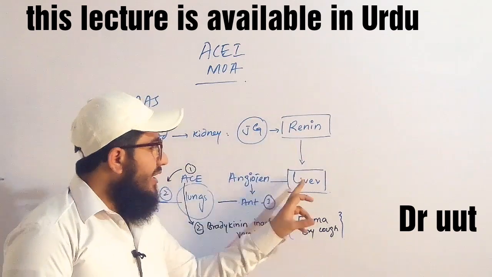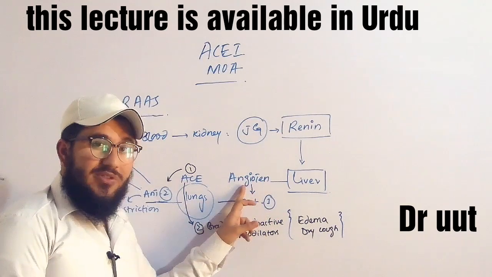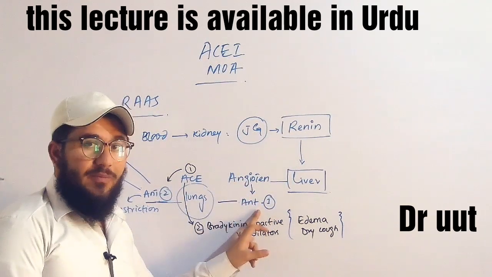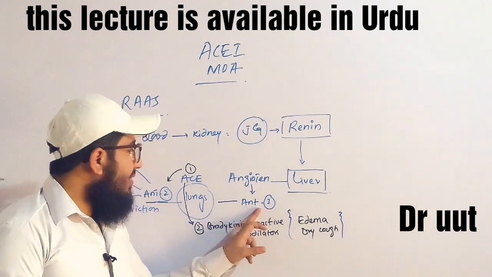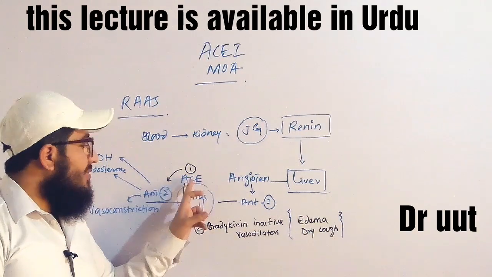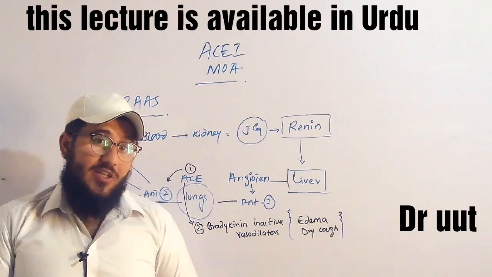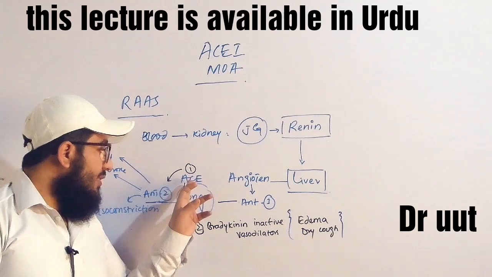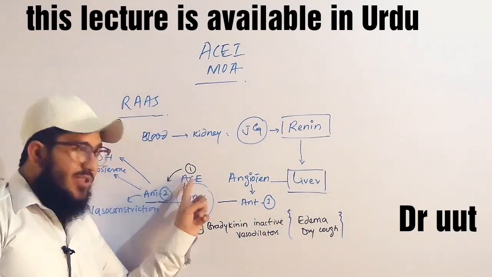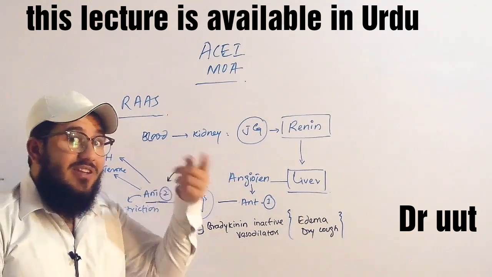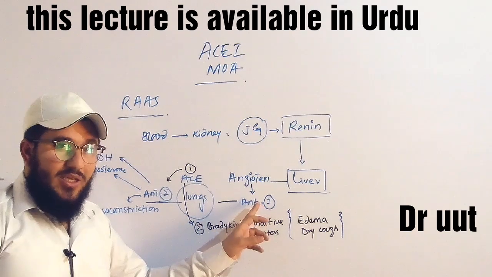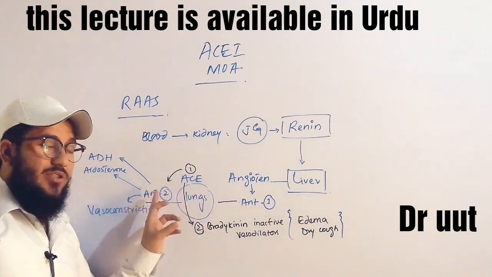This renin will reach the liver where the angiotensinogen is present. This renin will convert that angiotensinogen to angiotensin 1, and this angiotensin 1 will then move towards the lungs where the enzyme is present, known as angiotensin converting enzyme, which is responsible for converting angiotensin 1 to angiotensin 2. The name is also telling us something: angiotensin converting enzyme means that it is converting something, that is actually angiotensin 1 to angiotensin 2.